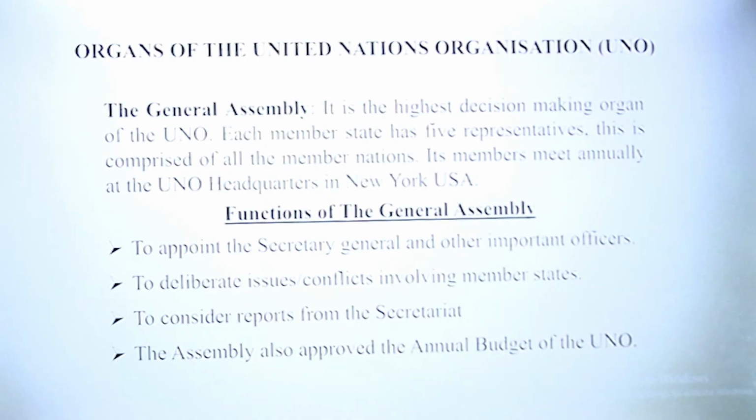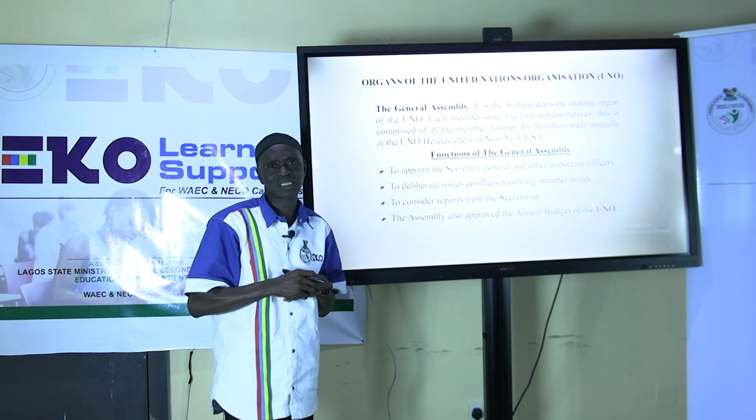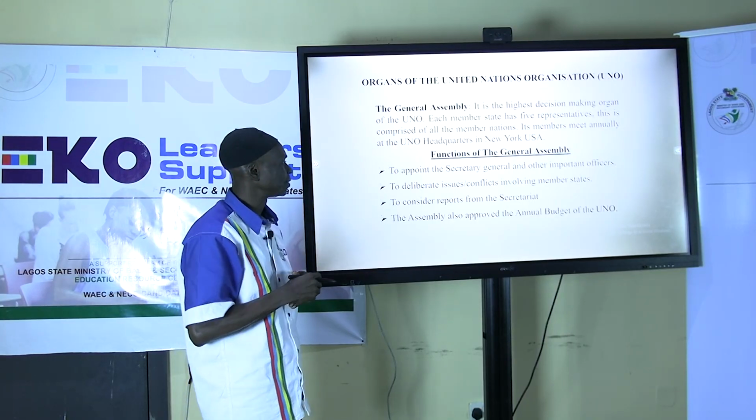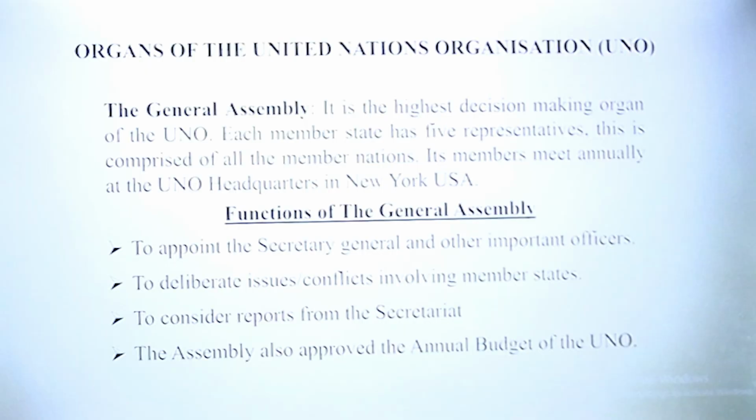All of them contribute to the achievement of its aims and objectives. They meet annually at the headquarters in New York, USA, United States of America. What are the functions of this organ? Number one, this is the organ that appoints the Secretary General, so to say, and other important officers.